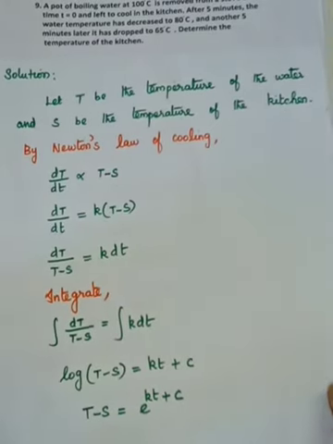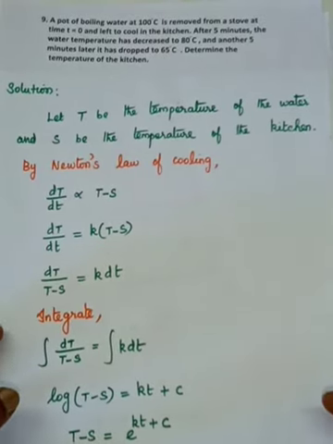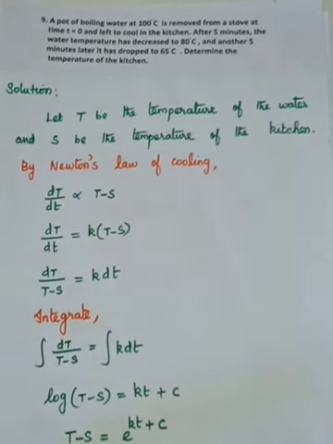A pot of boiling water at 100 degrees Celsius is removed from a stove at time t equal to 0 and left to cool in the kitchen. After 5 minutes, the water temperature has decreased to 80 degrees Celsius and another 5 minutes later it has dropped to 65 degrees Celsius. Determine the temperature of the kitchen.